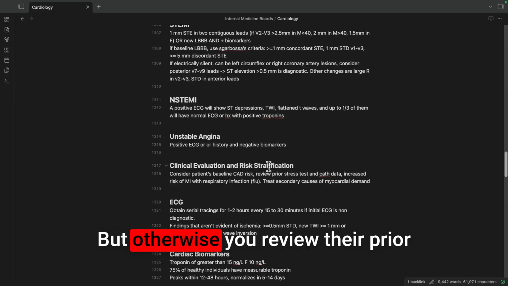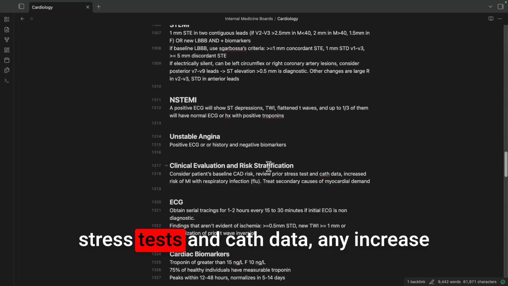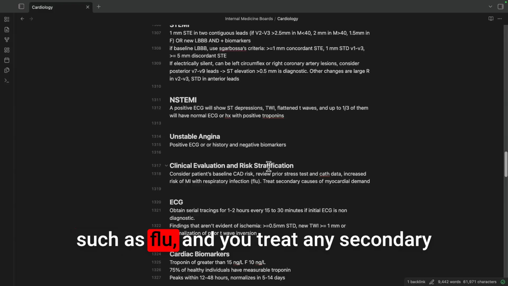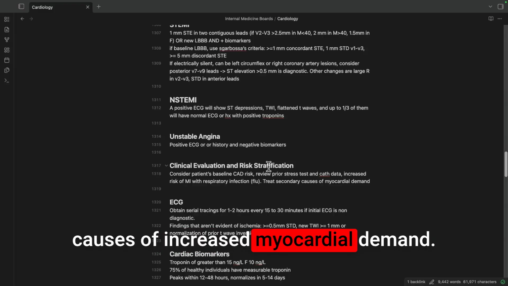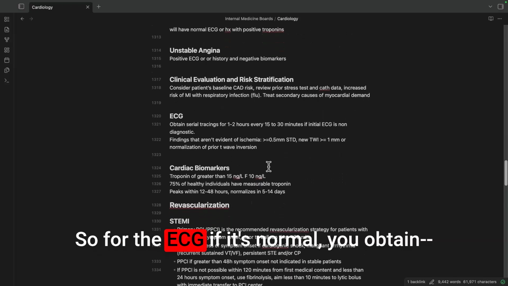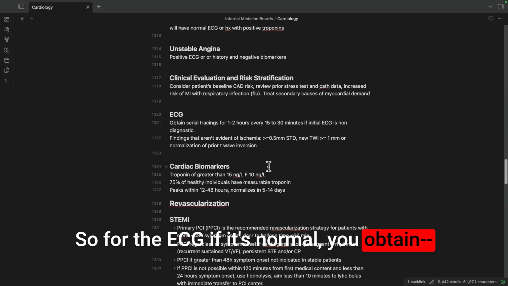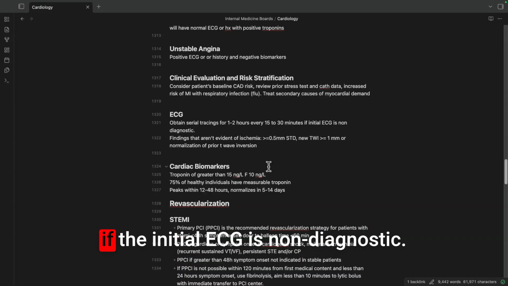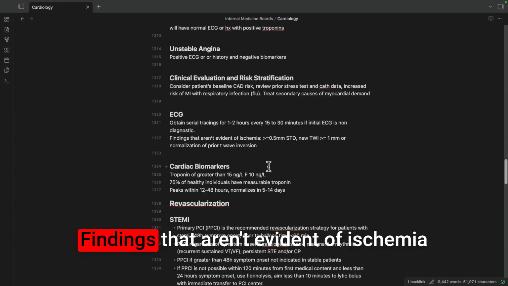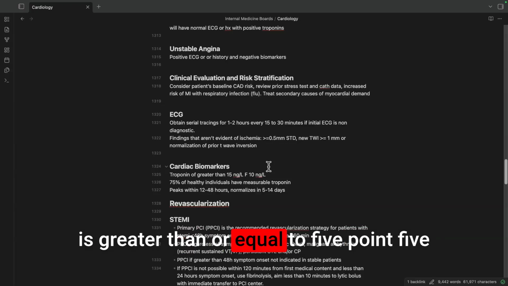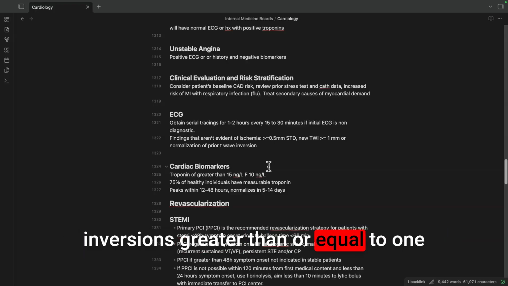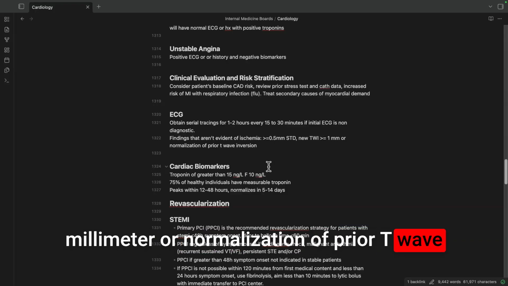Otherwise, you review their prior stress tests and cath data, any increased risk of MI with respiratory infections such as flu, and you treat any secondary causes of increased myocardial demand. For the ECG, if it's normal, you obtain an ECG immediately, and then obtain serial tracings for 1 to 2 hours every 15 to 30 minutes if the initial ECG is non-diagnostic. Findings evident of ischemia are greater than or equal to 0.5 millimeters ST depression, any new T wave inversions greater than or equal to 1 millimeter, or normalization of prior T wave inversion.